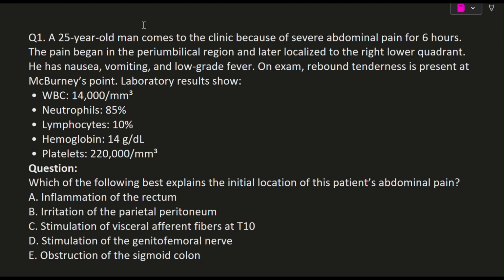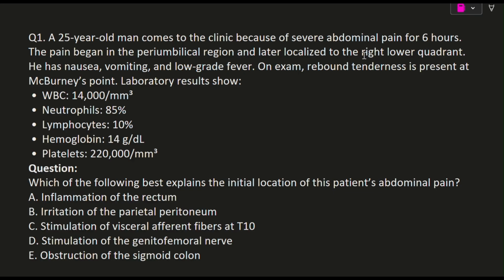Now let's start understanding this question by analyzing what this condition is about. The patient is said to have pain in the periumbilical region and then in the right lower quadrant. And he also is said to have nausea, vomiting, and low-grade fever. So this condition is typical acute appendicitis. Now let's try to understand the pain. Periumbilical region is the initial location for the pain, and then it later moves to the right lower quadrant.